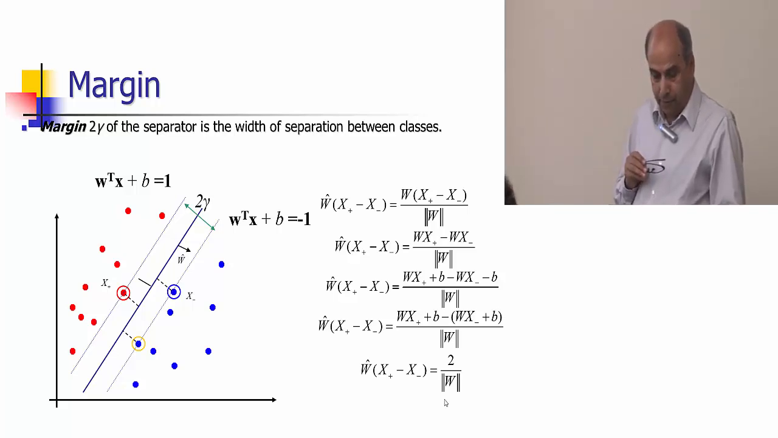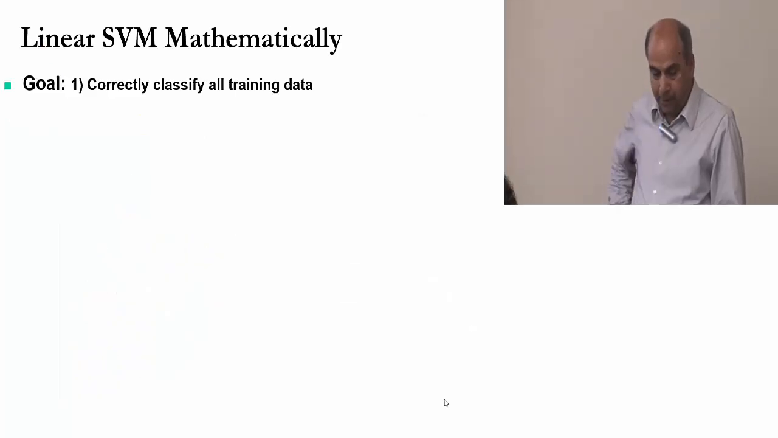Okay, so now, linear SVM basically is that we want to correctly classify based on all training data.